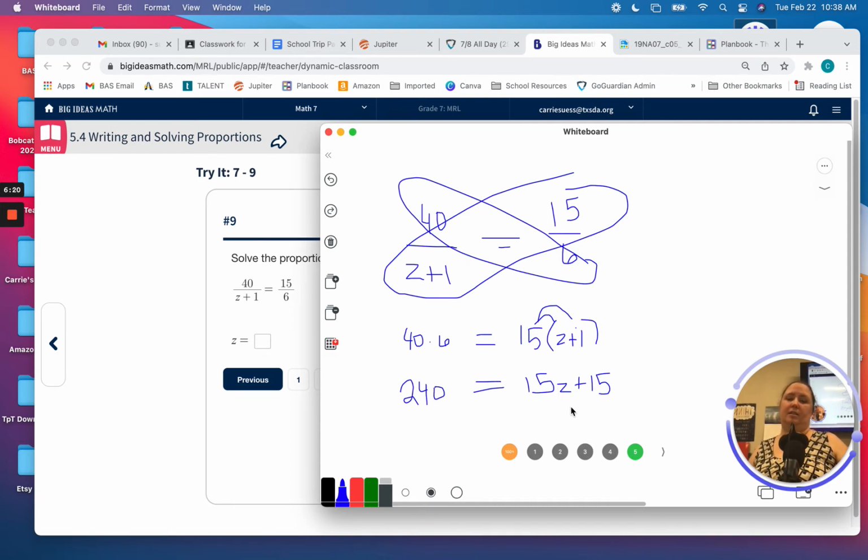So how do I get z by itself? You divide or subtract. First, we got to move the 15. So subtract 15. So what's 240 minus 15? 225. Okay, so then that cancels. I'm left with 15z. How do I get the z by itself? Divide by 15. So what's 225 divided by 15? So z equals 15.